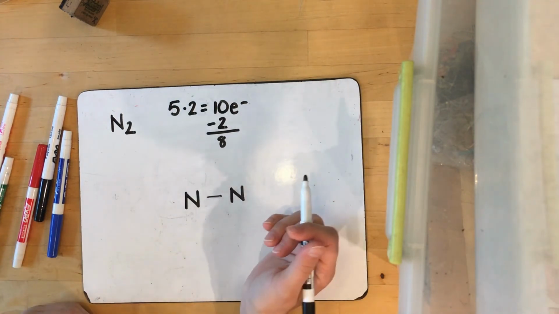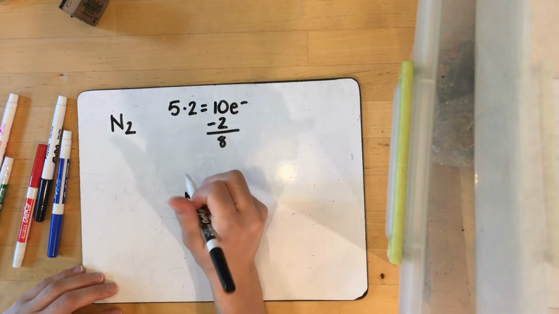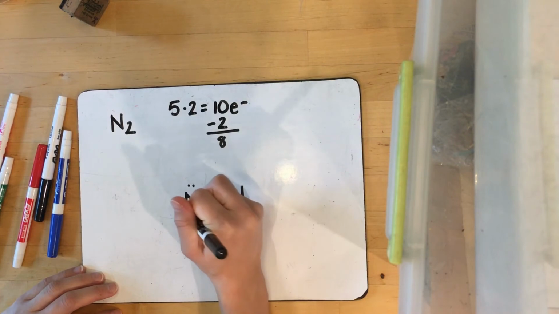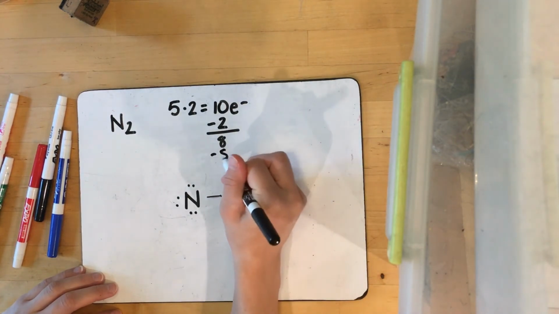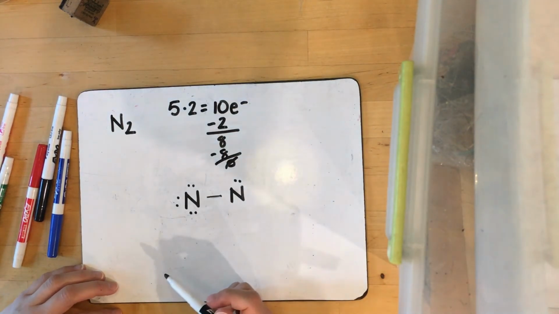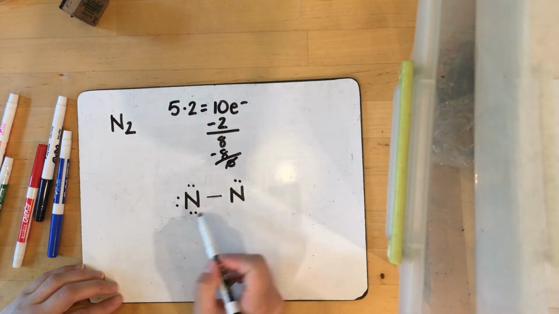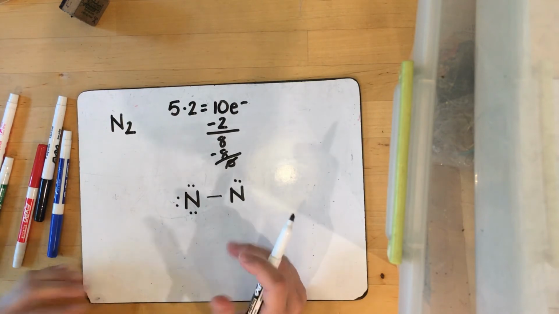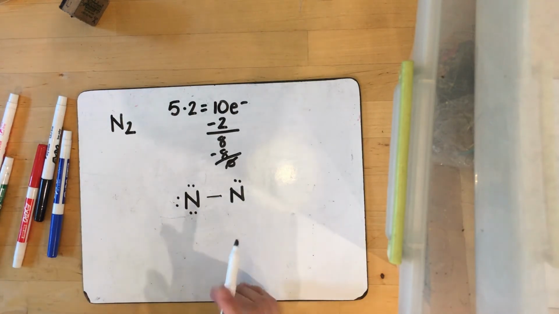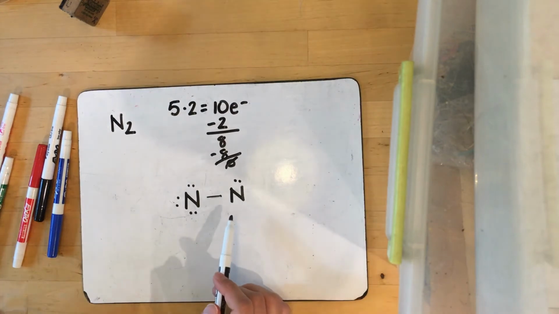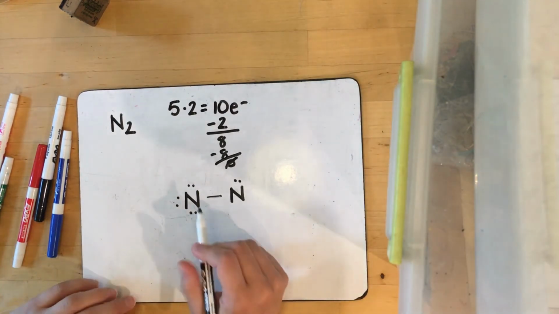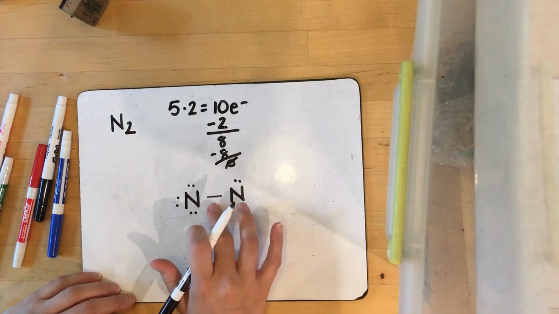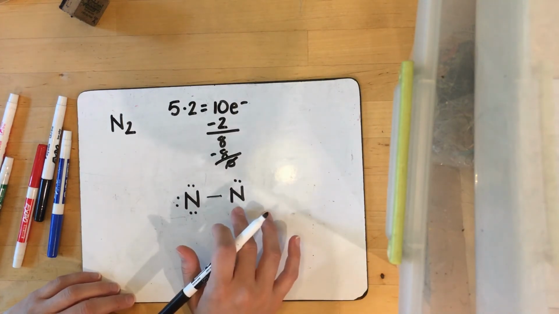Well, since there's no central atom, we can just try and put as many at each one as we can. So 1, 2, 3, 4, 5, 6, 7, 8. Okay, I used all my electrons. This nitrogen has a full octet, but this one does not. So since I've come to the end of my electrons and I don't have enough to make full octets for everything, I need to share some of these extra electrons on this side as bonds so that both of them will have 8.